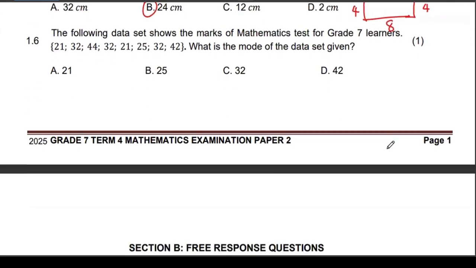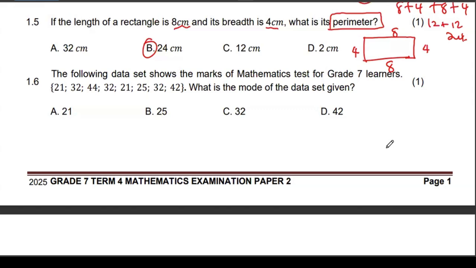Then lastly, 1.6, the following data set shows the marks of a mathematics test for the grade 7 learners. Maybe this test was out of 50. They never told us that it's 100, so we're going to assume it's 50, but it's not a big deal. So we have 21, 32, 44, 32, 21, 25, 31, 42. What is the mode of the data?